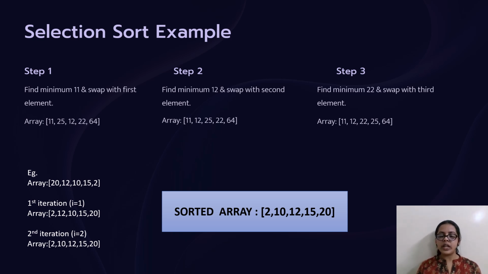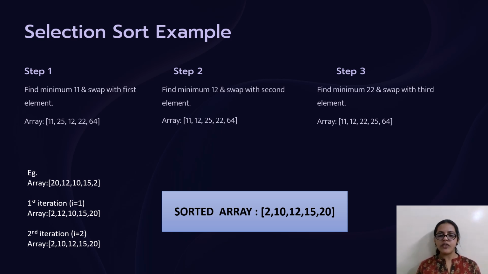In step 3, we will find another smallest number, which is 22, and we will swap it with the third element, that is 25. So our sorted array becomes 11, 12, 22, 25 and 64. And this way our array gets sorted. Let us understand one more example.